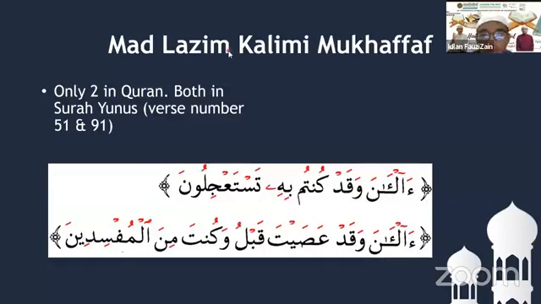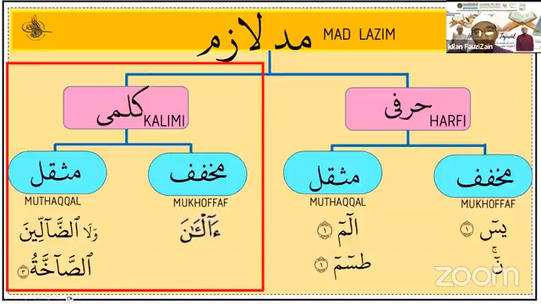So I think that is it, but to emphasize more on Lazim, we go back here. If we revise back, what we learn here is Lazim Kalimi Mukhaffaf and Muthaqqal. Lazim Kalimi Muthaqqal is when there is a letter of mad with the next letter with shaddah, and for Lazim Kalimi Mukhaffaf, only two in the Quran, how do we recognize it? There is the letter of mad meeting with the next letter with sukun, and the letter is lam.